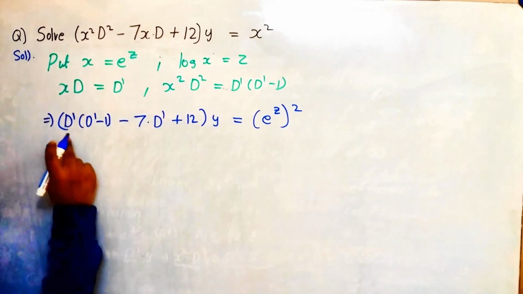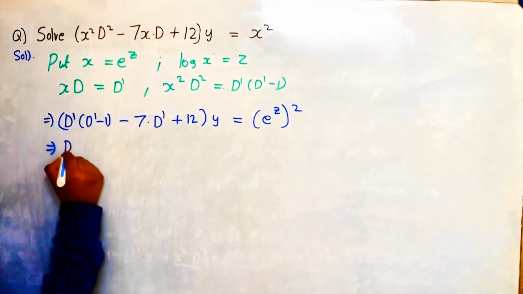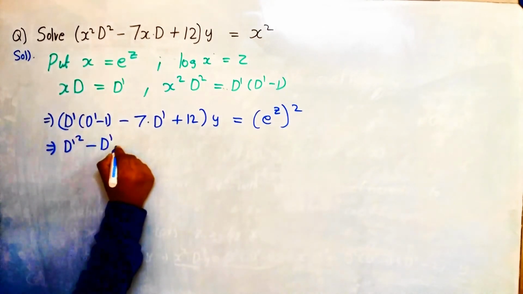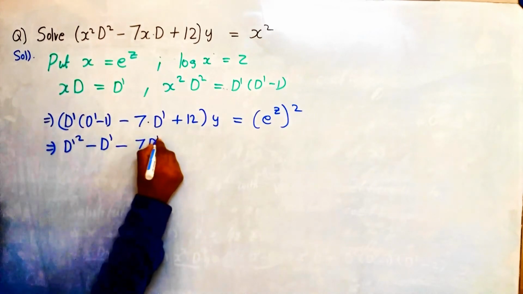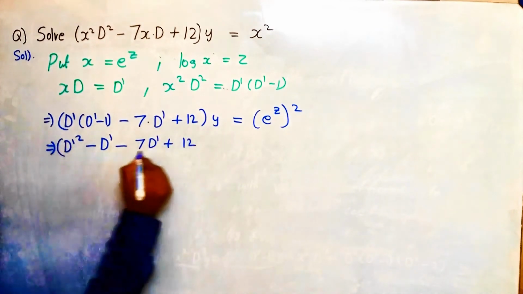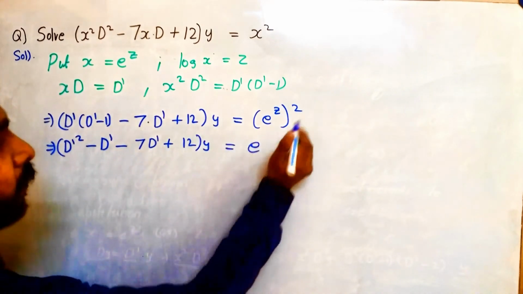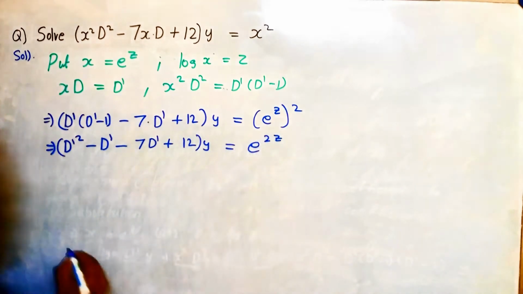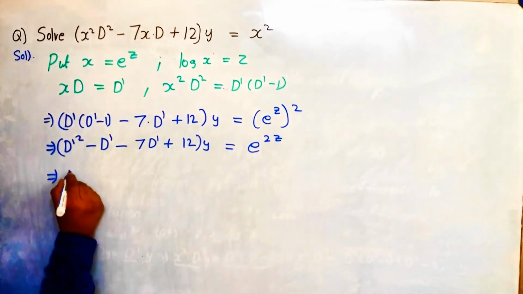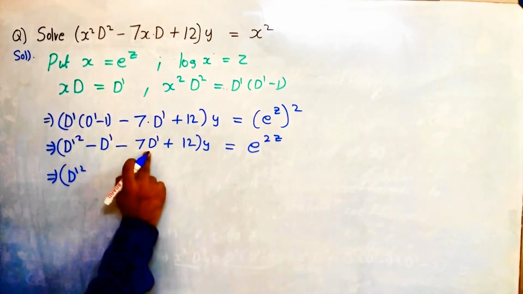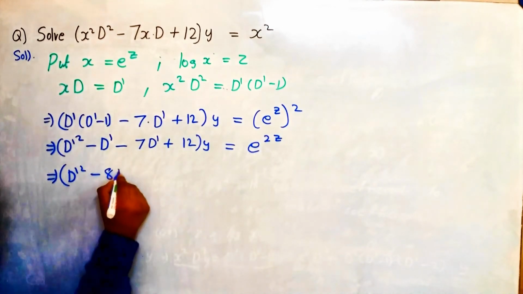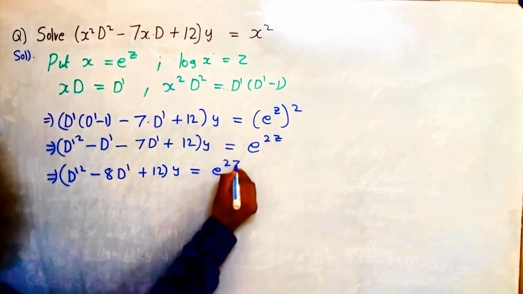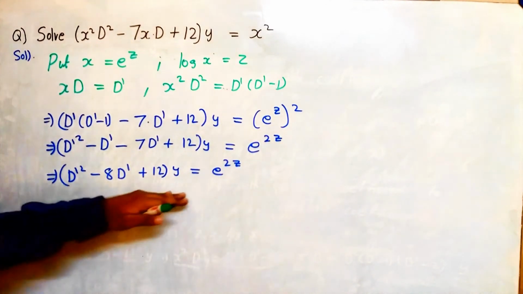Going on solving, I can write this as D dash square minus D dash minus 7D dash plus 12 into y equal to e to the power 2 into z. When powers are multiplied, we can write 2z. That implies D dash square minus D dash minus 7D dash, meaning minus 8D dash, plus 12 into y equal to e to the power of 2z. So we got this in this format.